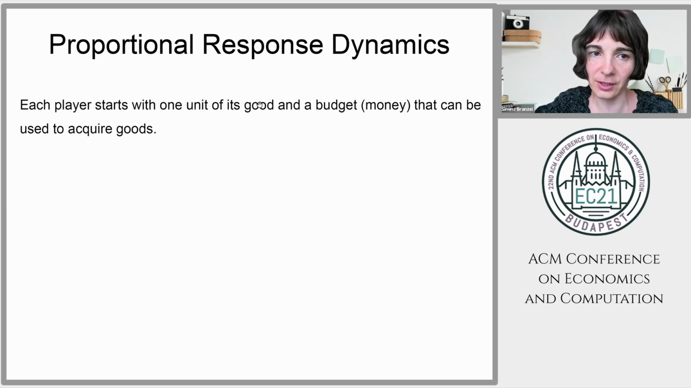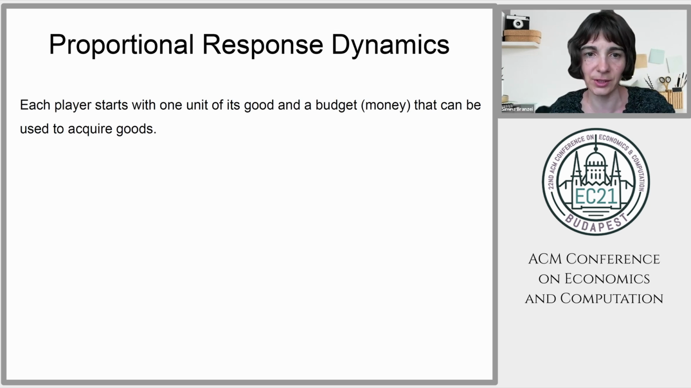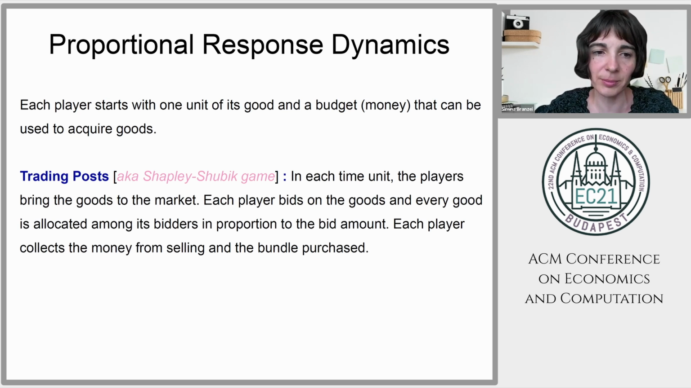So to formally define our dynamic, I will first explain a high-level description. So each player will start with 1 unit of its good and the budget that it can use to acquire goods. And the mechanism for allocating goods will be trading posts, which is also known as the Shapley-Shubik game, which was proposed by Shapley and Shubik to explain the formation of prices in the exchange market. So in each time unit, the players bring the goods to the market. Each player will bid on the goods, and every good is allocated among its bidders in proportion to the bid amount. And then each player collects the money made from selling and takes the bundle purchased.